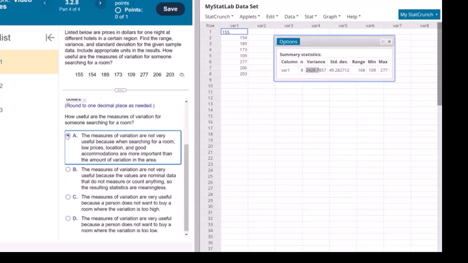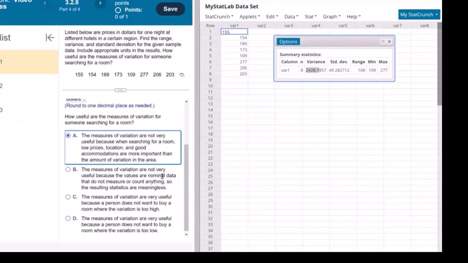There's a range of $168 between the cheapest room I can find and the most expensive room I can find. The quality and the level of the hotel that we're staying at could be different. I'm going to say A, but let's read them all so we can see whether or not they make any sense. The measures of variation are not very useful because the values are nominal data.